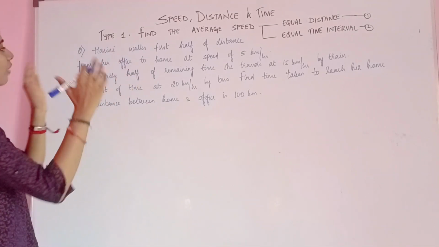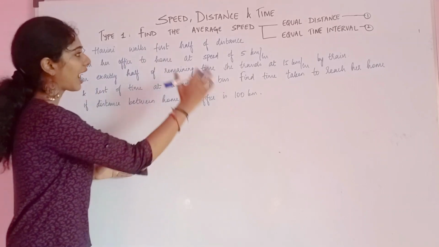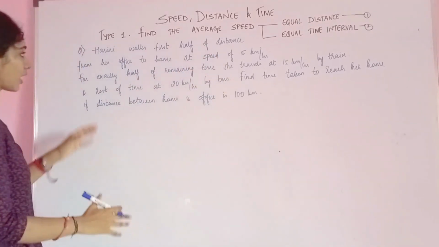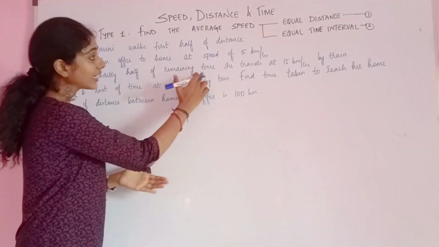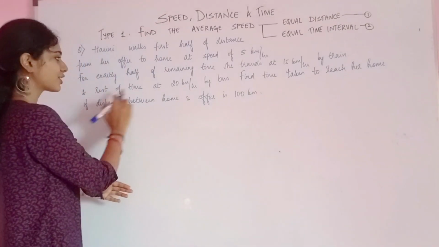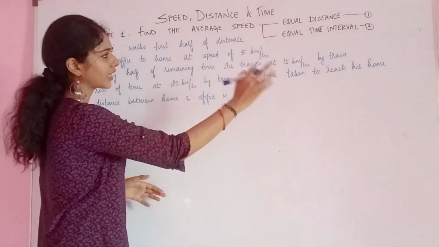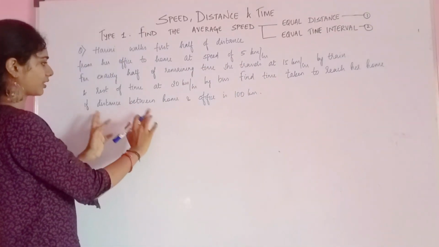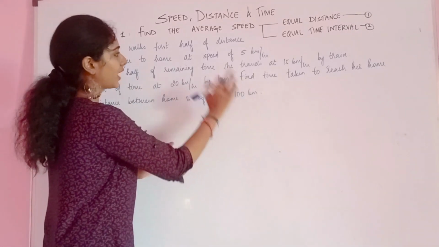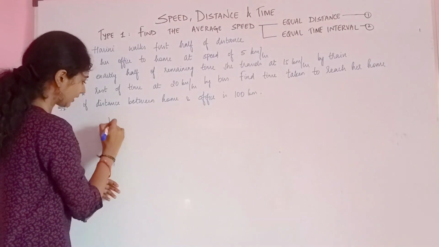Harini walks first half distance from her office to home at a speed of 5 km per hour. For exactly half the remaining time, she travels 15 km per hour by train and the rest of the time by 20 km per hour by bus. Find the time taken to reach her home if the distance between home and office is given to be 100 km. The question is given, try to write it down practically, okay?